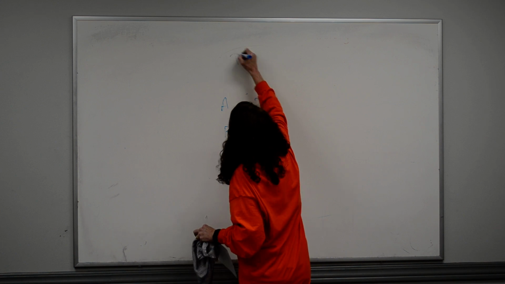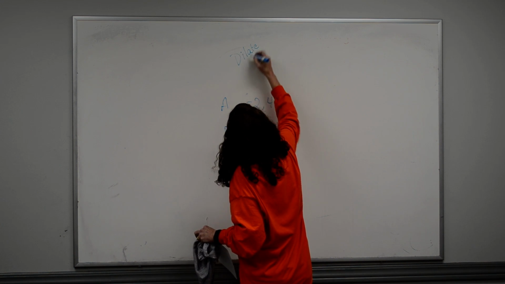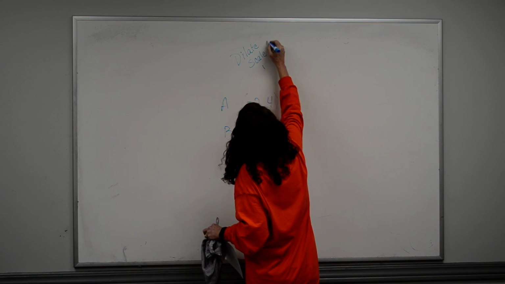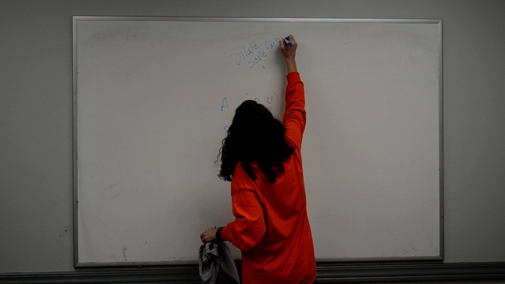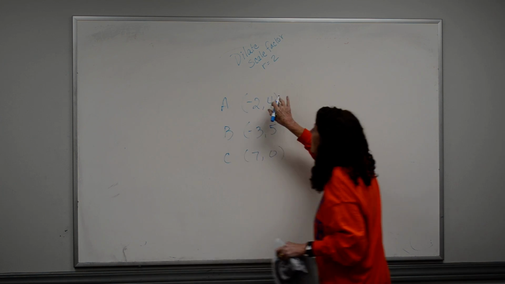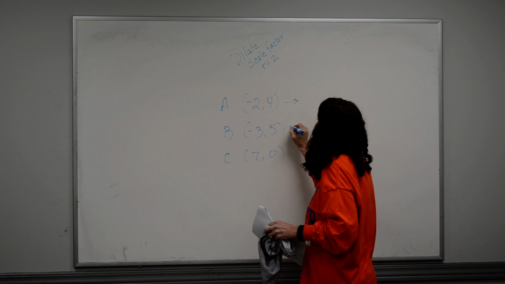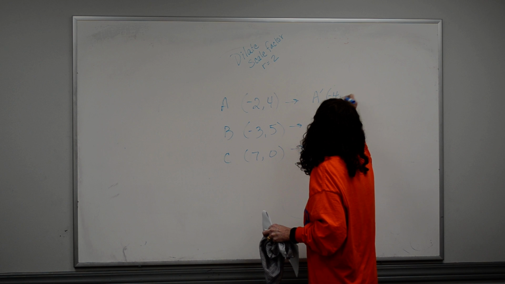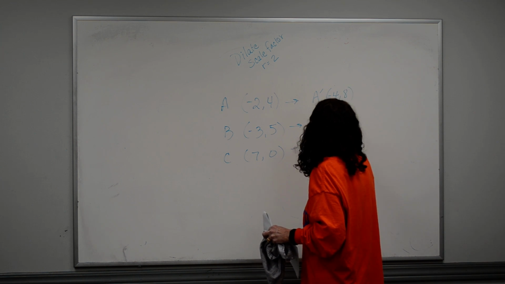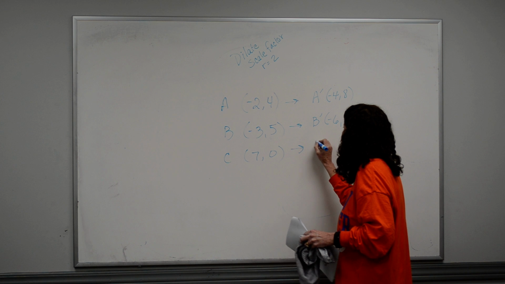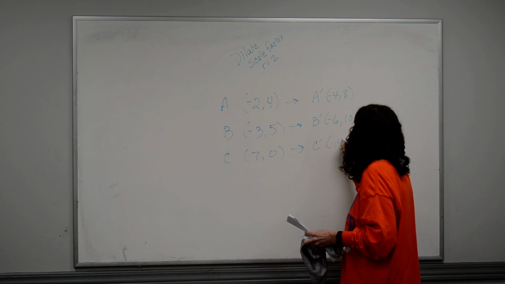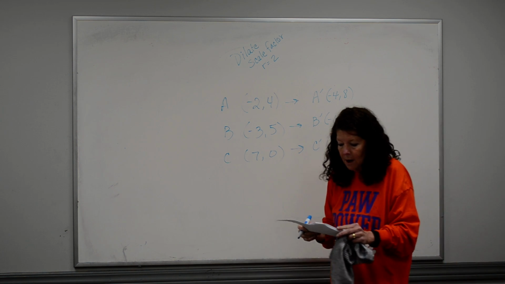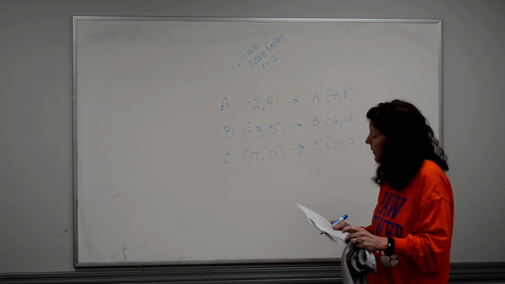And I wanted to dilate these by a scale factor, which we typically call R. R equals, let's say, 2. That would literally mean all I would do is multiply everything by 2. So A prime would be -4, 8. B prime would be -6, 10. And C prime would be 14, 0. Obviously, then you'd have to be able to graph both of those on a coordinate plane. So that is 9.5.